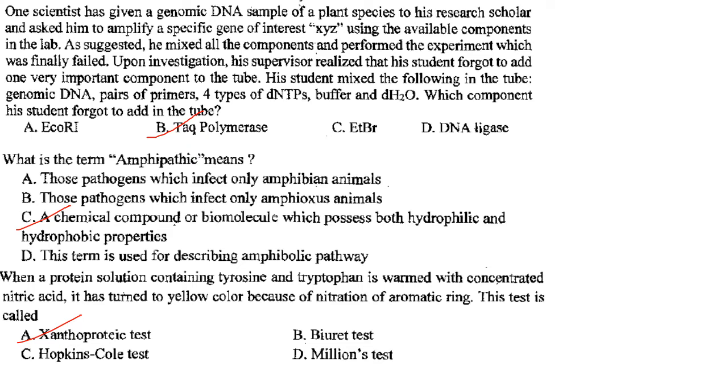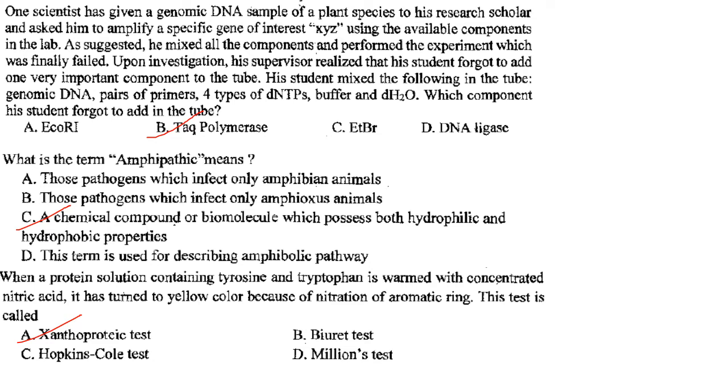So here what is happening is a scientist gave a genomic DNA sample and asked his student to amplify a specific gene of interest, that is XYZ, using the components available in his lab. The student mixed the components. What all did he mix? He mixed genomic DNA, primer pairs, 4 types of dNTPs, buffer and distilled water. So from these components itself we know that he is performing a PCR reaction, and moreover from the question it is again clear that the scientist asked the student to amplify a specific gene of interest. So naturally he will be performing PCR only.